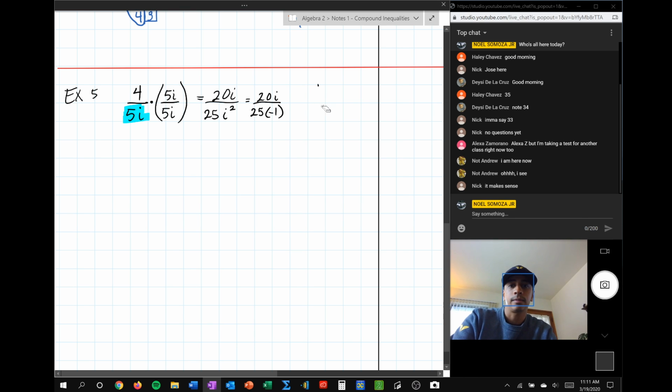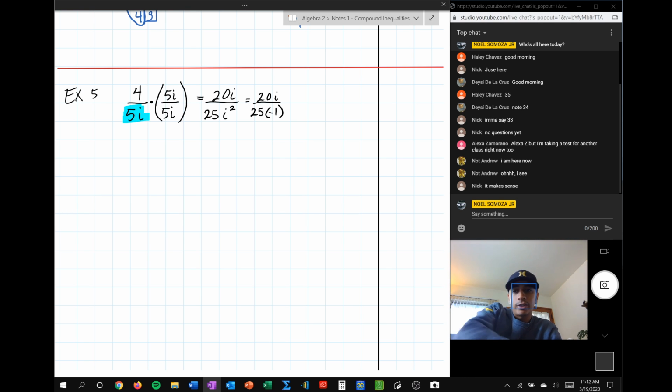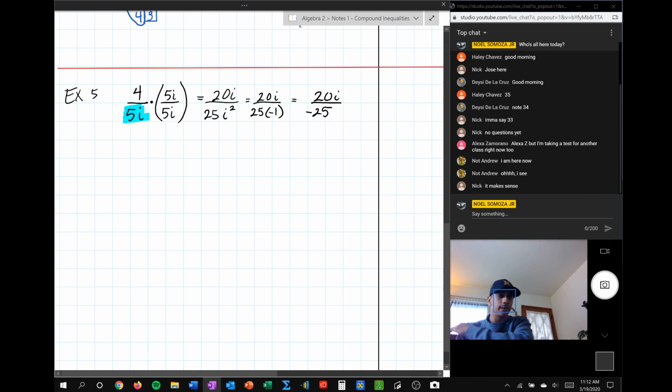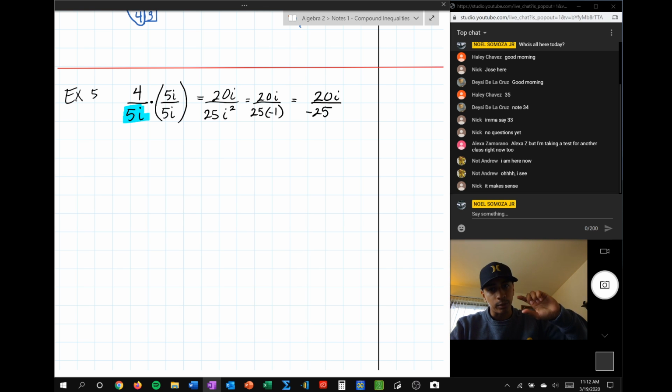Let me erase this. So now what you've done is allowed the i to move up into the numerator, and in the denominator you've eliminated the i's, because i times i gets you back to i squared, which is negative 1. So now all you have is 20i all over negative 25. The i in the denominator is gone. That's what you want. You don't want to leave an answer with i in the denominator. We call this process rationalizing, because typically you do it when the square root is in the denominator, but in this case we don't have a square root.